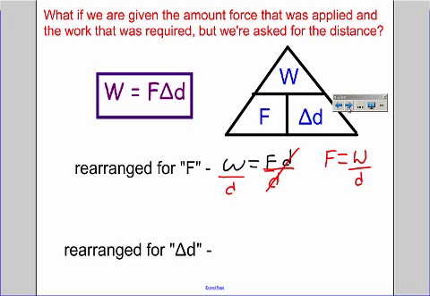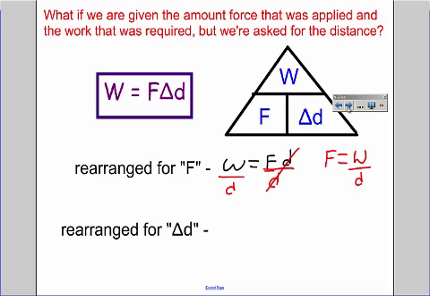Now we can do the same thing if we want to rearrange for our distance. We'll use a different color this time. Okay, we're going to start with our same formula, and you don't need to memorize these, you just need to know how to rearrange an equation. And what we're going to do, we need to get D by itself. It's just the same as we just did before, so we have to get rid of our F. Now our F right now is being multiplied, so we're going to do the opposite. Opposite of multiplying is dividing. So we're going to divide by F, cancel that one out.